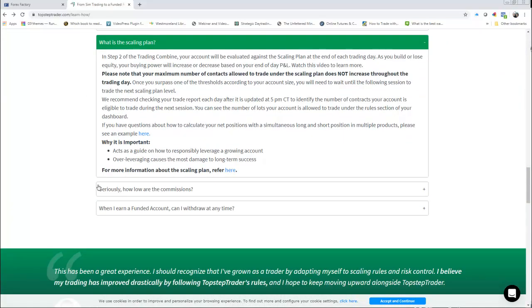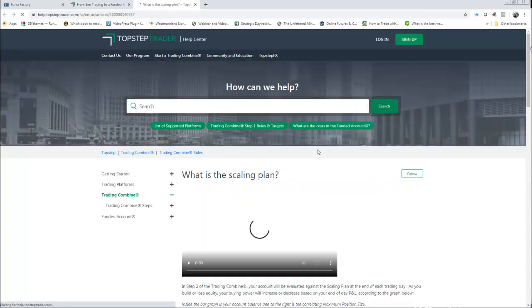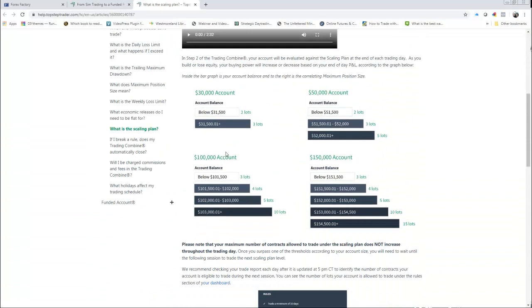In step two, they tell you what you have to do. So you can only do two lots on 30K. You can only do two lots on the 50K. Three lots at 100K. Let's say that each contract's worth roughly a day trading margin of about 1,500 to 2,000. In effect, what you're getting is about a $5,000 or $6,000 futures account set up for you. You can't do the 15 lots because they want you to have 154,000 by your scaling plan. So you only get to start with three.